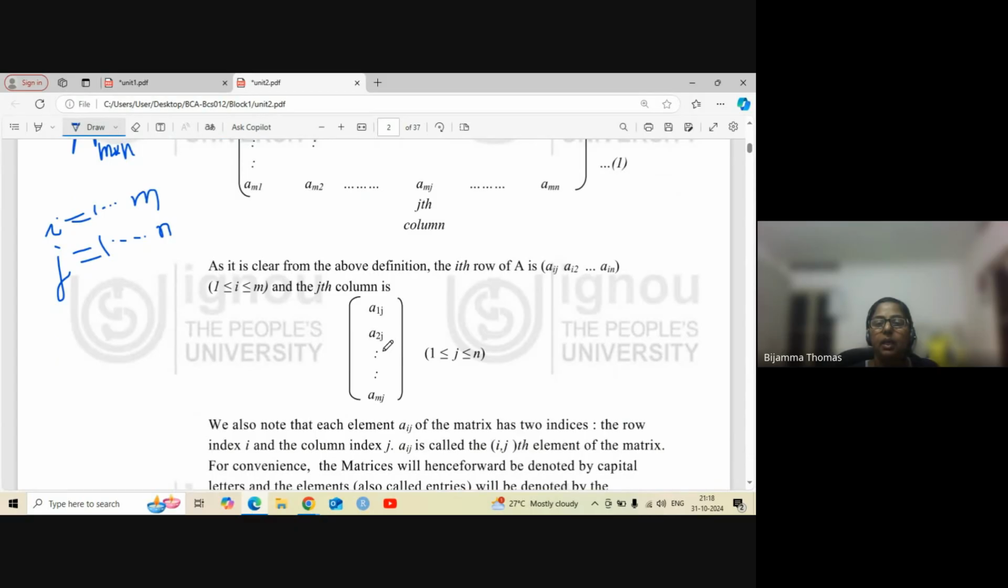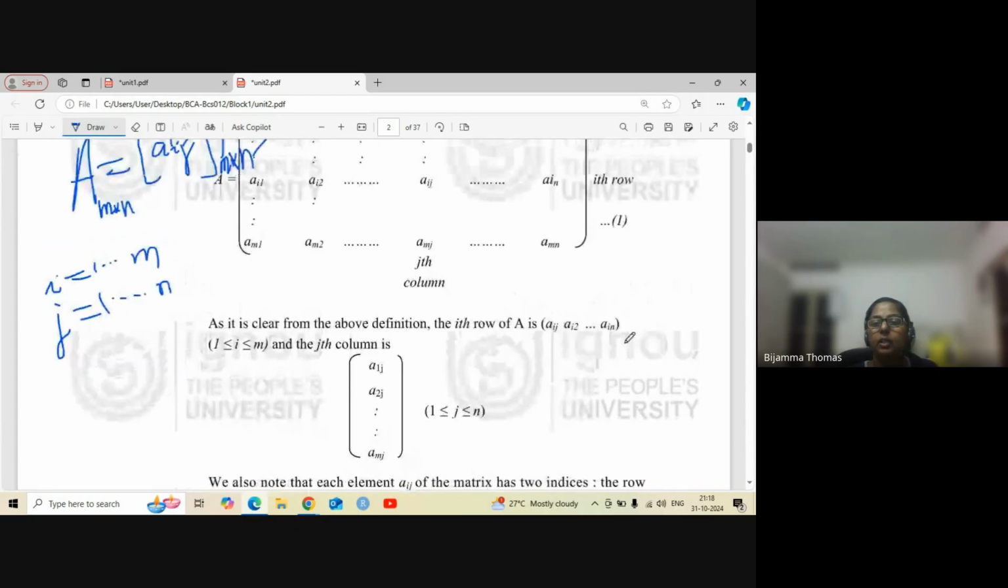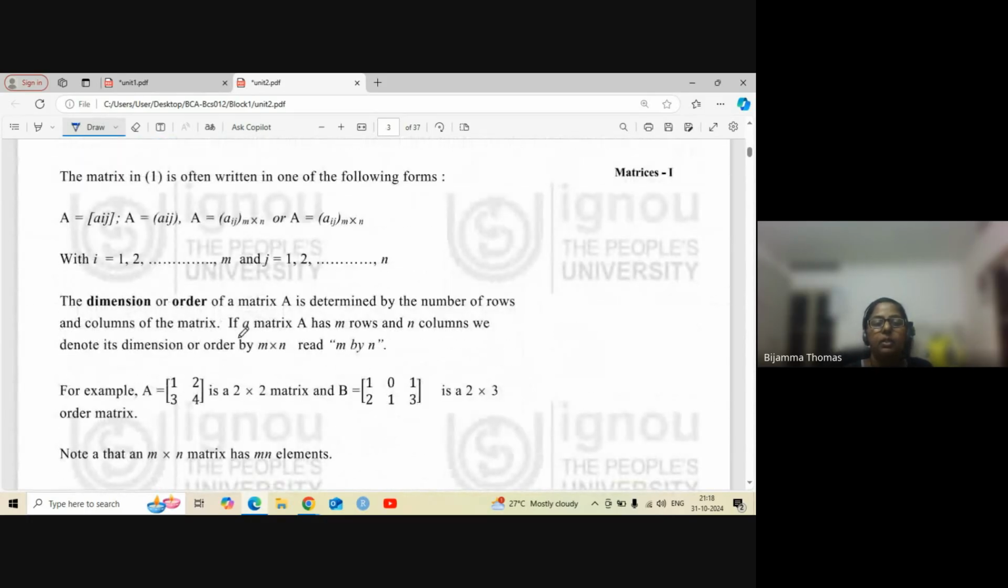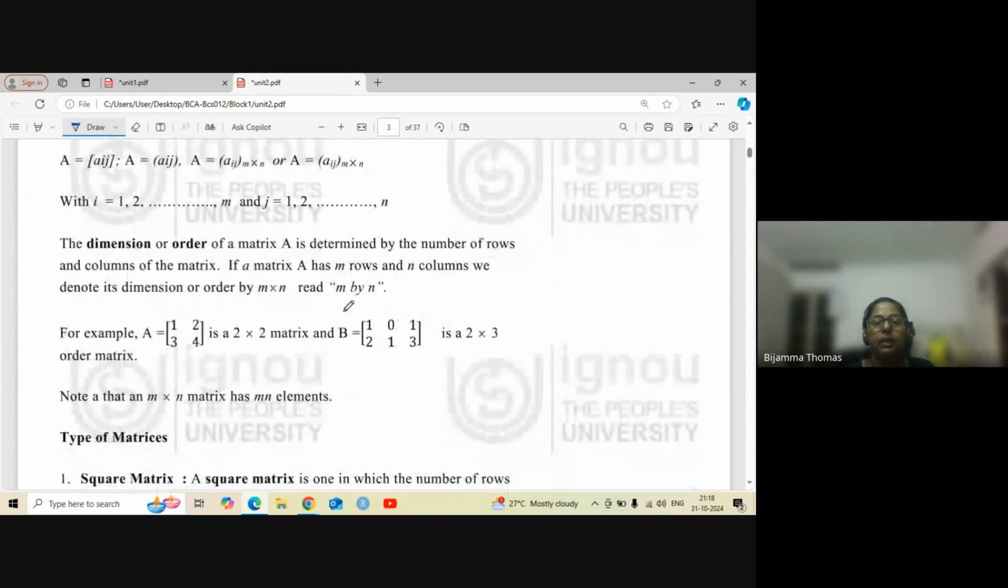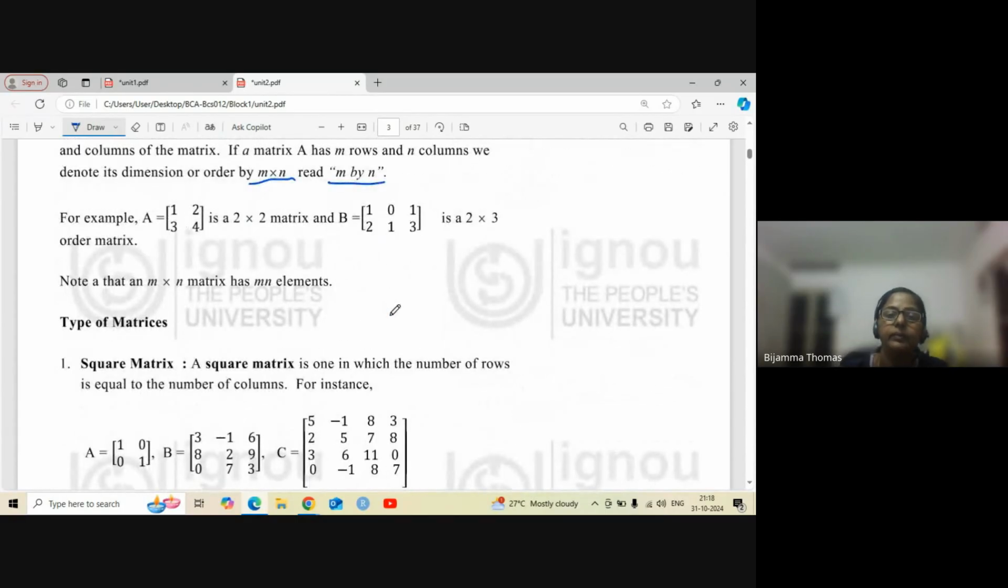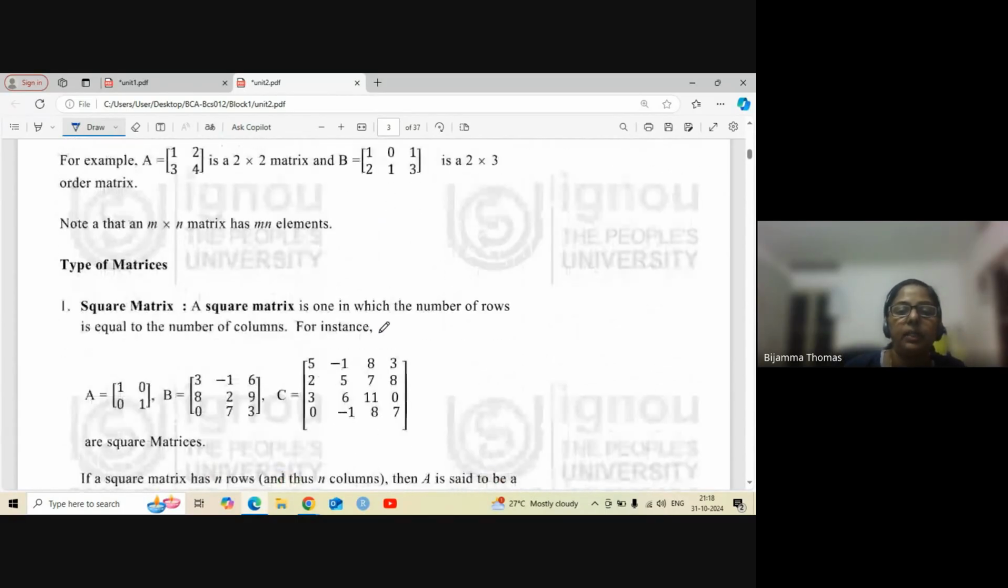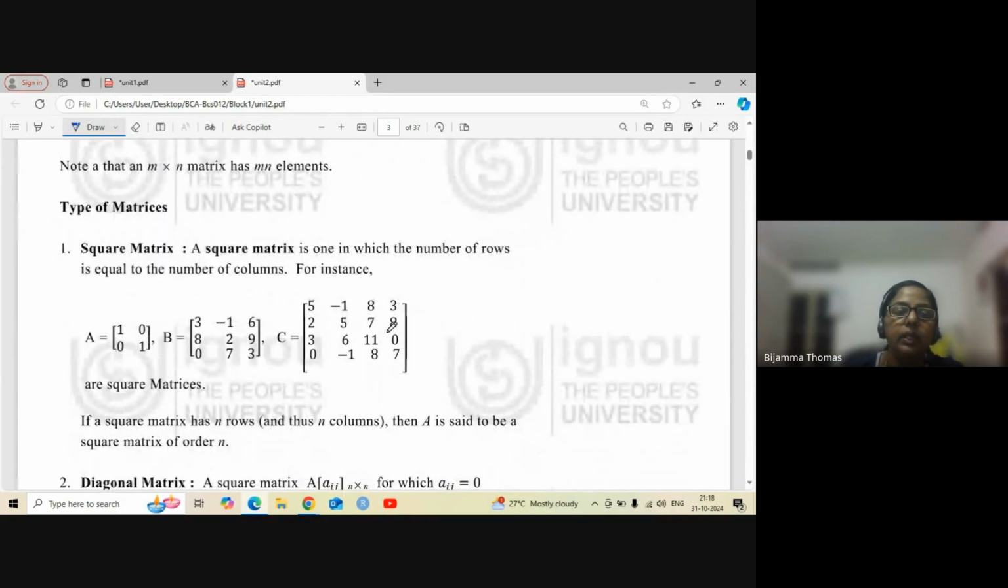This is the ith row: Ai1, Ai2, Ai3, ..., Ain. Then for the jth column, j is fixed and i varies from 1 to m. The dimension or the order of the matrix is denoted by m × n; it is written this way, but we read it as m by n. These are the preliminary parts. I hope you have already learned all such things at the higher secondary level, right?